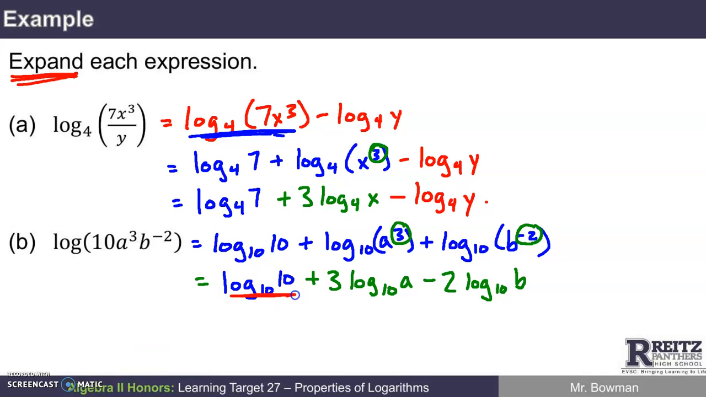And I hope there's a thought you're having right now. You could actually simplify that a little bit more. Because log base 10 of 10 is asking what power of 10 gives you 10. That's just 1. You see that? Log base 10 of 10 is just 1. So really the best kind of expanded, simplified answer here would be something like 1 plus 3 log base 10 of a minus 2 log base 10 of b.